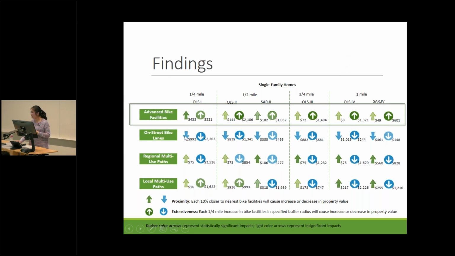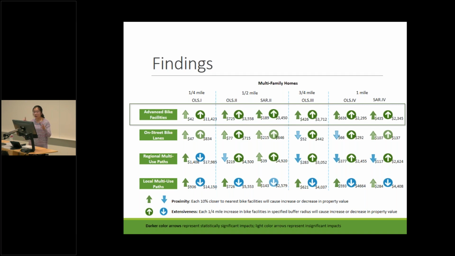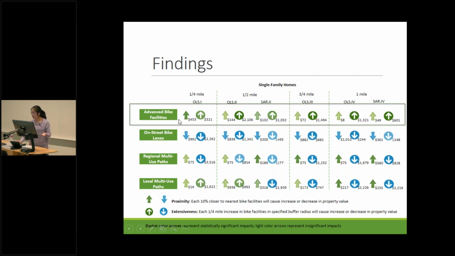So here are the results. We can see for advanced bike facilities, all the arrows for single-family homes and multi-family homes are green up arrows, which means being closer to advanced bike facilities and having a denser network of them will contribute a positive impact on property value. Property value you can think of as an indicator of consumers' preference. They like this kind of amenity. They like to live closer to advanced bike facilities, and they like to have a denser network. So it's pretty consistent for advanced bike facilities.